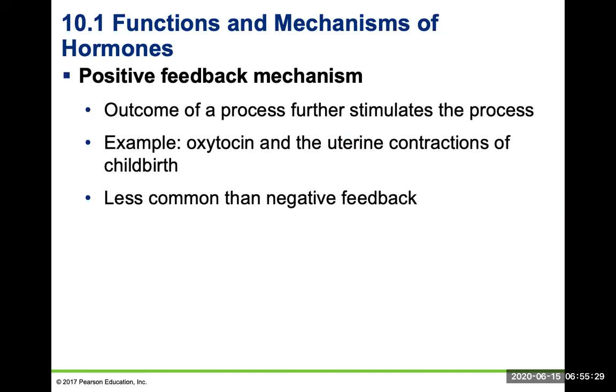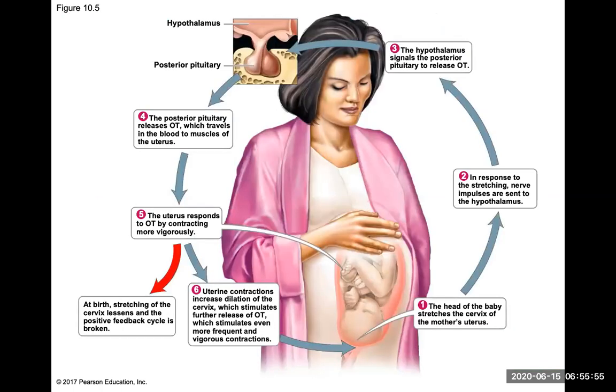We can also talk about positive feedback mechanism, where an outcome of a process further stimulates the process. And a great example of this is childbirth. Oxytocin stimulates uterine contractions, and it's a positive feedback mechanism. There'll just be more oxytocin released until the end result, or the birth of the child, and then it'll shut off. It's much less common than negative feedback. So here is an example of the positive feedback.